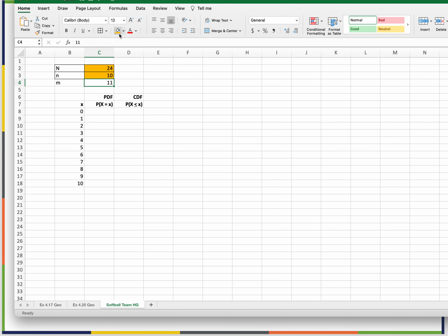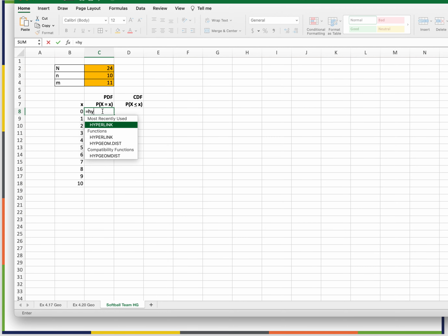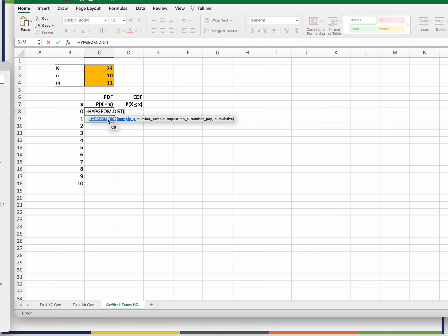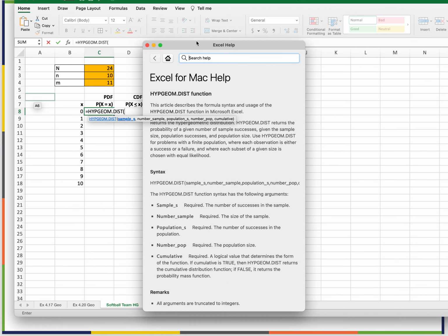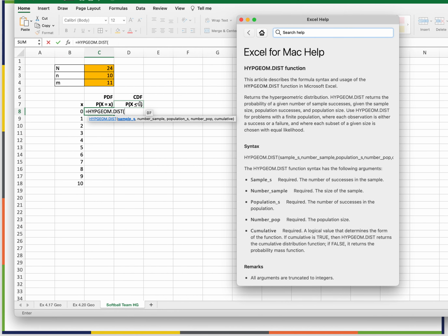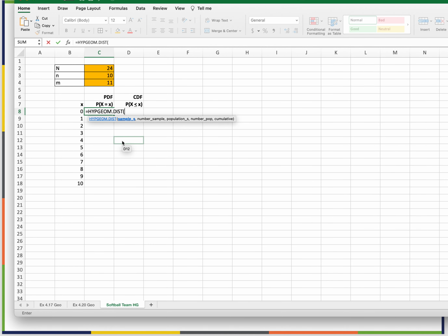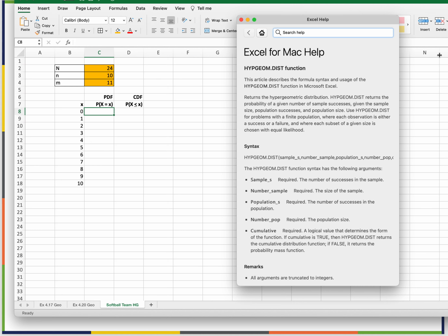And let me make this that way. And let's stumble through this. I don't use the hypergeometric distribution too much, but I know that if I go here and I want to say hypergeometric distribution, it's a sample, number in the sample, population, number in the population, and cumulative. So let's see what this is. If I open this up, click on it, it gives me this. So let me escape that.